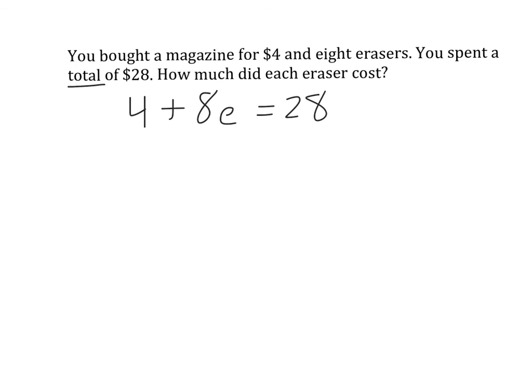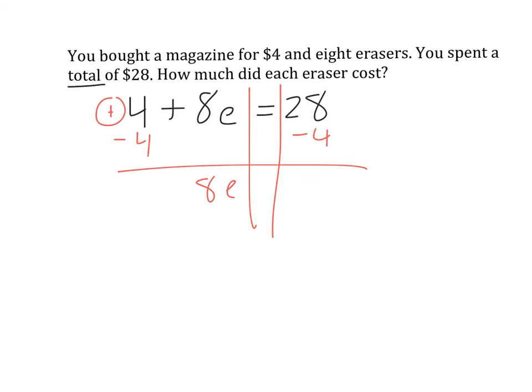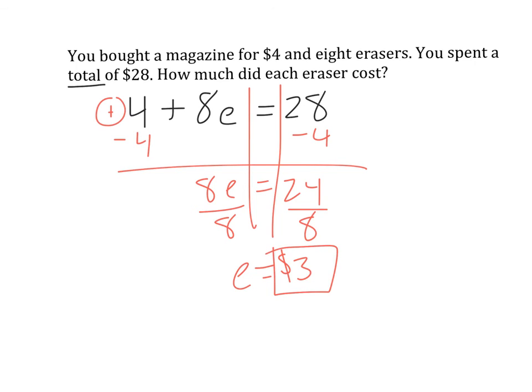Okay, so now we can solve to figure out how much each eraser cost. So we'll draw on our railroad tracks. First thing we want to do, we have this positive 4 here. There's nothing there, so we know it's positive 4. So we will subtract 4 on both sides, and we end up with 8e is equal to 24. And then we want to divide by 8 to get e is equal to $3. So each eraser was $3.